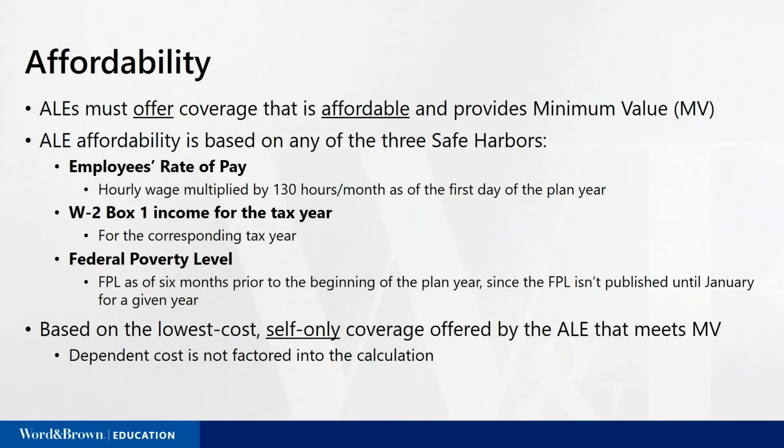All these determinations for affordability need to be based on the lowest cost self-only coverage offered by the applicable large employer that meets minimum value. It's not always necessarily the plan the employee enrolls in. So they might enroll in employee and family coverage. You still need to make this affordability determination based on that self-only rate. Dependent and spousal cost is not a factor in this calculation.